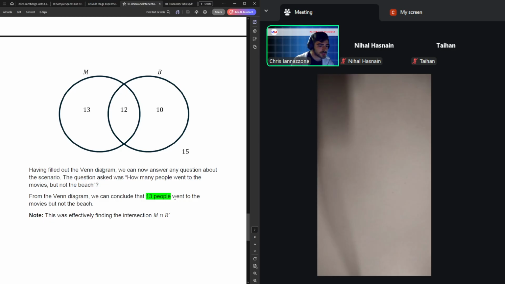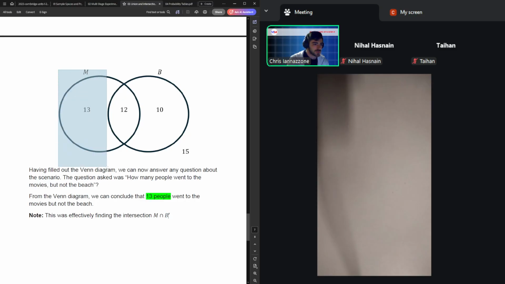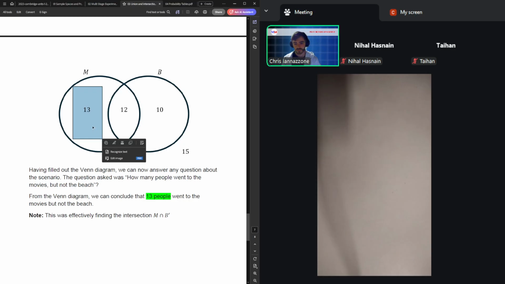In this case, it was people that went to the movies but not the beach, so that's movies excluding beach, 13. That ends up being an intersection, so it's the intersection of movies and not beach. So not beach is going to be all of this sort of stuff, and movies is going to be this. So whatever intersects those two things, which of course is just going to end up being that bit there.